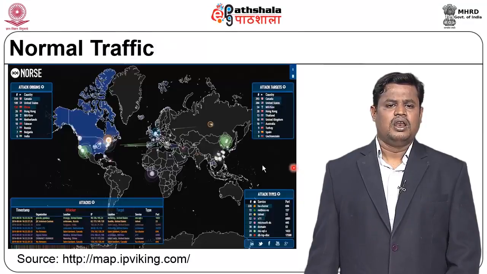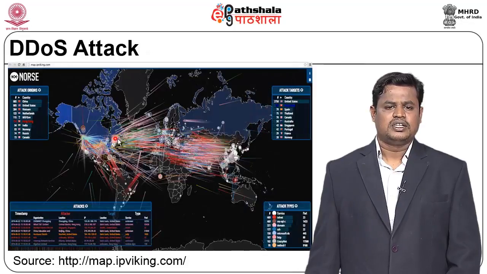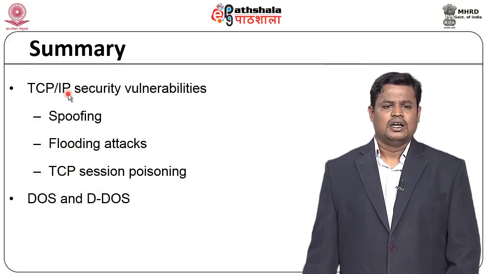So, this is the normal traffic scenario where we can see a server is requesting a kind of service, and this is a distributed denial of service attack where you can see an enormous amount of packets which it is unable to handle. In real time, we can see this with the help of this particular ipviking.com website.